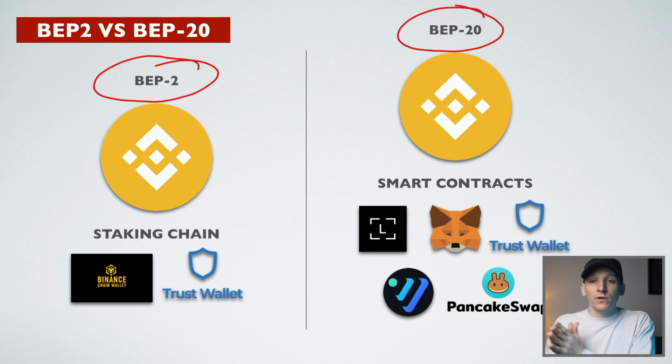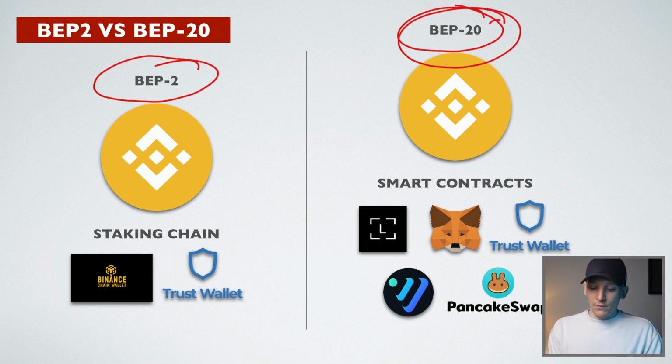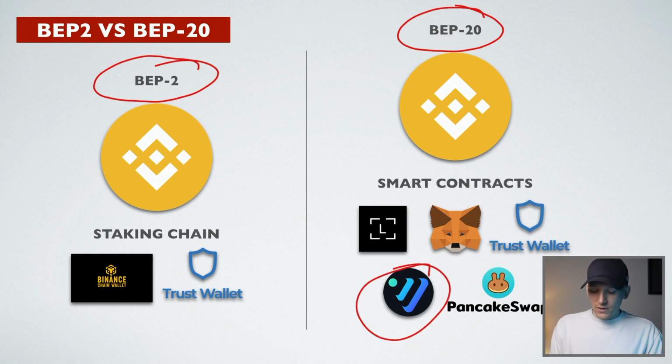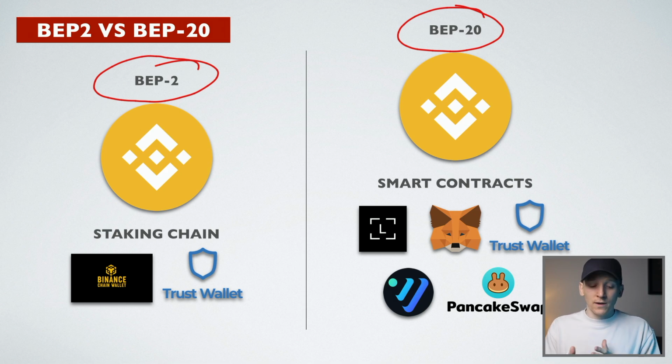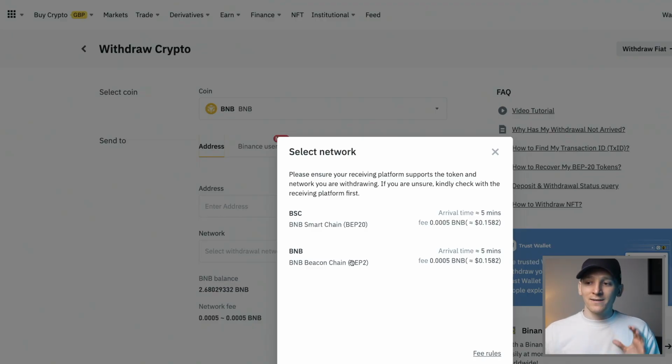But if you want to use the Binance Smart Chain, the BNB Smart Chain, then you have to use this BEP20 type of token. This is a smart contracts token, and you can use it with way more wallets, and you can use it with applications as well. So if you want to trade the token, if you want to use games or any other apps, you're going to be wanting to use the BEP20 network. The Beacon Chain is simply for staking and investing, and not all wallets support the Beacon Chain.